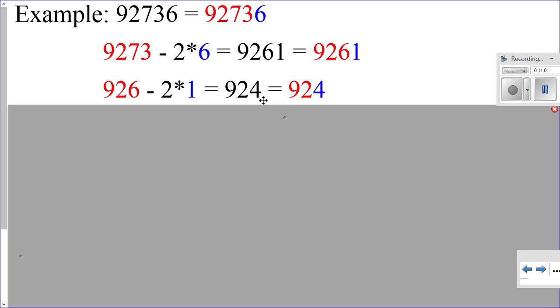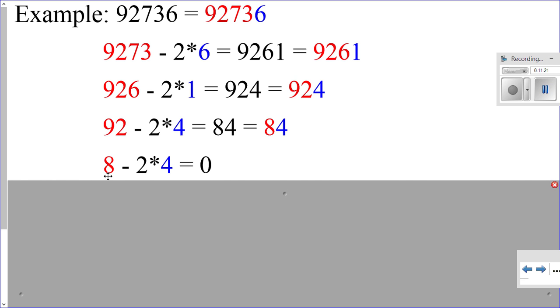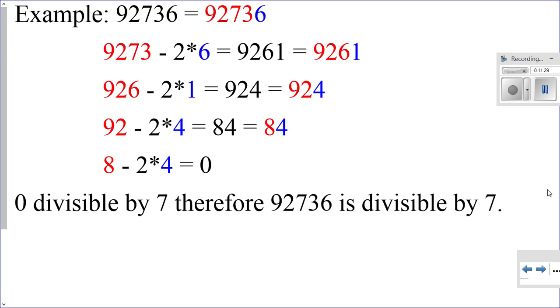This is still not a number I know off the top of my head to know if 7 goes into it, so I'm going to repeat the process. I'm going to double the units digit and subtract it from the red ones. And I get 84. Now 84, some of you might know if that's a multiple of 7. Some of you may not. So we could repeat the process. So we take our 8 and subtract 2 times the units and we get 0. Now 0 is divisible by 7. So therefore our original number is divisible by 7. If we got something here that was not divisible by 7, the original number would not be divisible by 7.